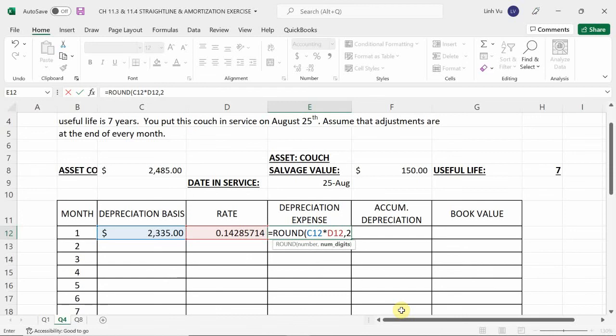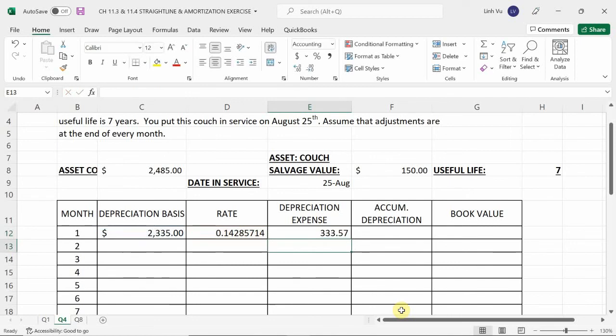So how do we calculate this one? 2, 3, 3, 5, 0, 0 equals. Times. You're multiplying these two numbers together. Okay. 0.14 to 8, 5, 1, 7, 1, 4. Oh, I got the 3, 3, 3, 5, 7.